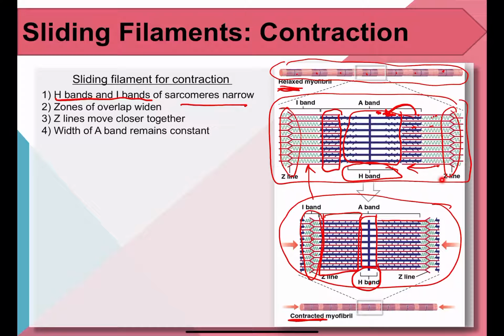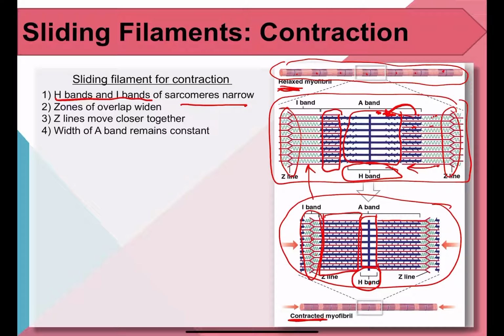And the width of the A band, however, will always remain constant, because remember, it is not the myosin that's doing the movement, it's the actin that's traveling inwards. Myosin heads are always stuck there. They're stuck in that size. That's why A bands never change in length in a muscle contraction.